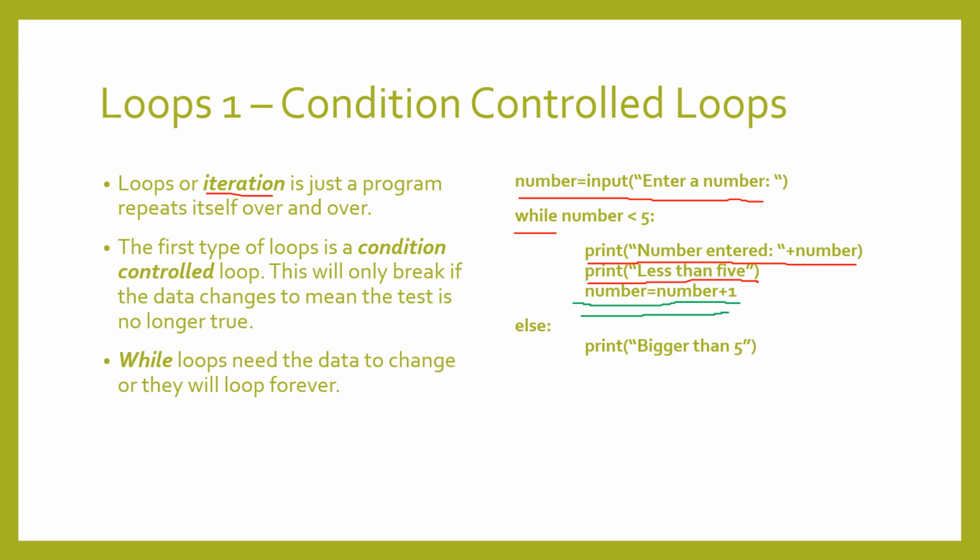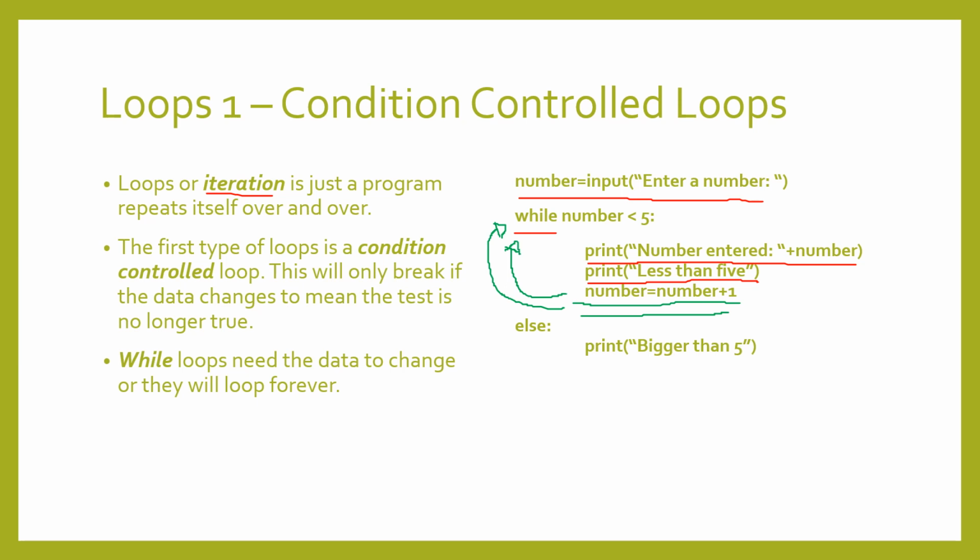Alright, so what I do here is I take the number, so say I typed in 2, I'm going to say number is then equal to number plus 1. So 2 becomes 3. Then the test happens again, so it goes back to the beginning of that bit. 3, is it less than 5? It is, so I repeat the process again, so 3 equals 3 plus 1. That makes 4. 4 is still less than 5, so it repeats again.